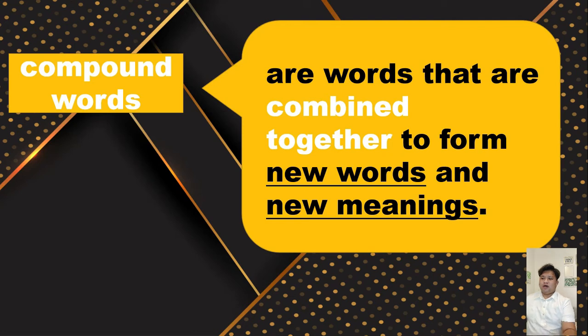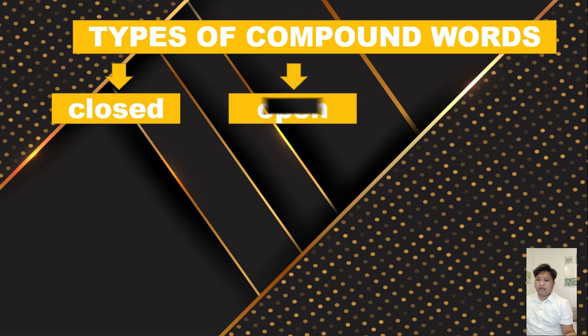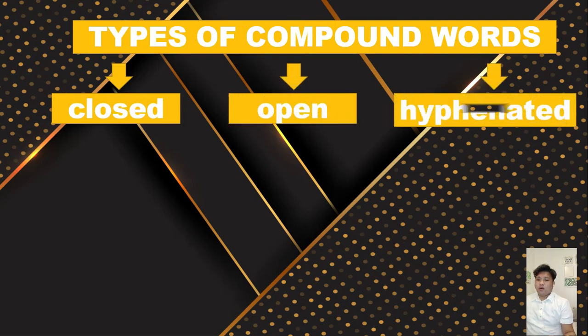Okay. So, let's proceed. There are three types of compound words. The closed, the open, and the hyphenated compound words. So, closed compound words are written as one. Ang closed compound words, gisumpay sila, written as one, usa ra ka word. While open, these are written separately. There is a space between words. Hyphenated naman, it means that the words are connected through a hyphen.